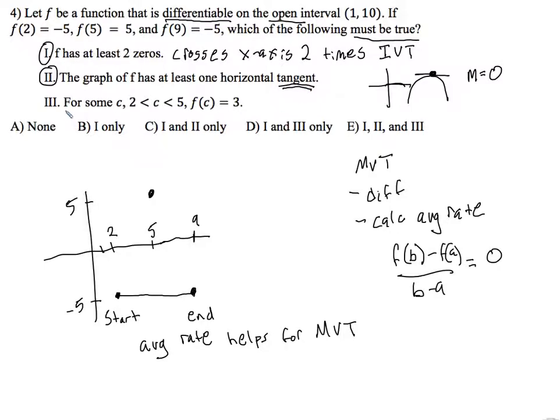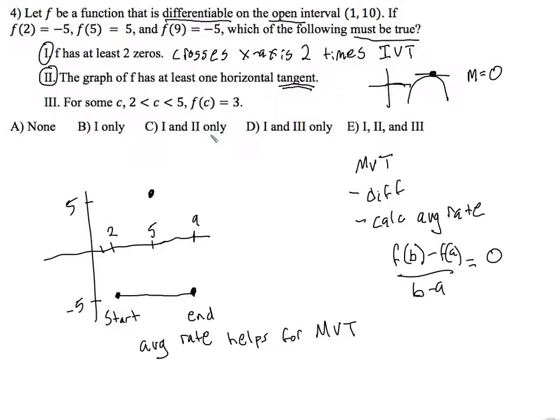Let's look at 3. Someone translate this whole thing. So for some point from 2 to 5, that interval, the height of some point equals 3. That was well said, yeah. Can you repeat it one time louder? See if the microphone can pick it up. So for some point from 2 to 5, the height of some point is equal to 3. Well said. I don't think I can improve that anyway.